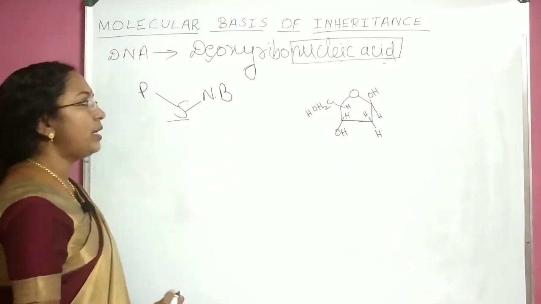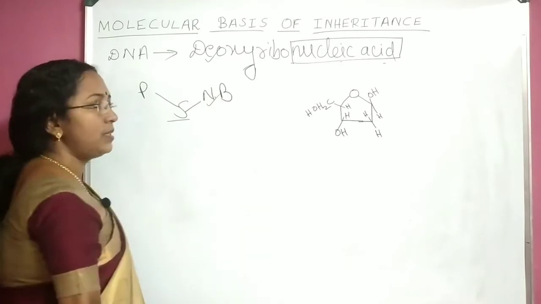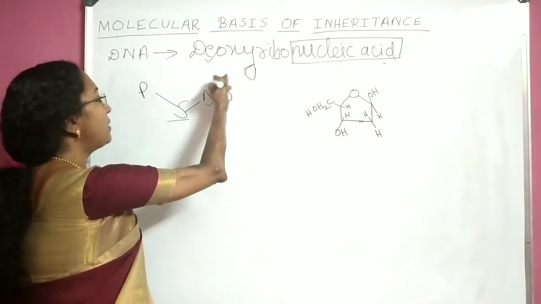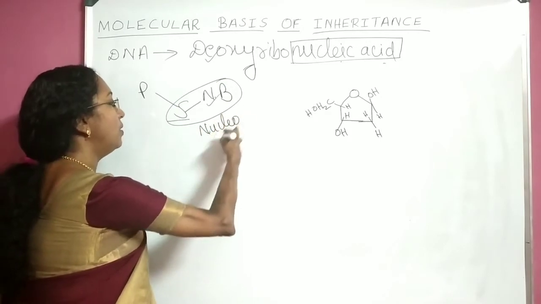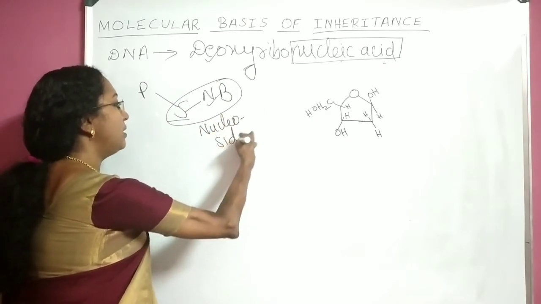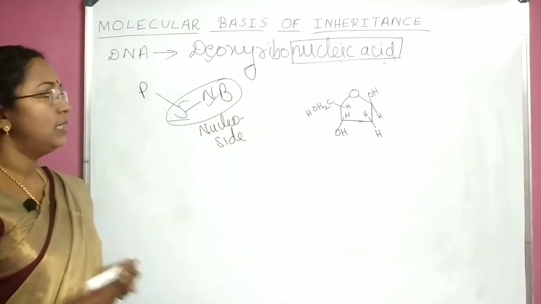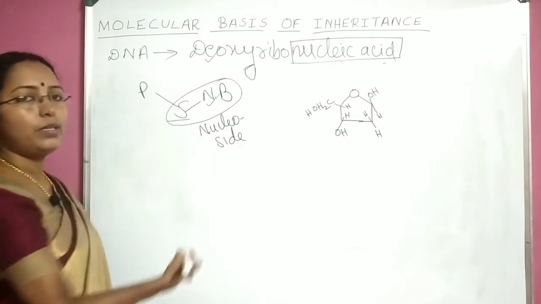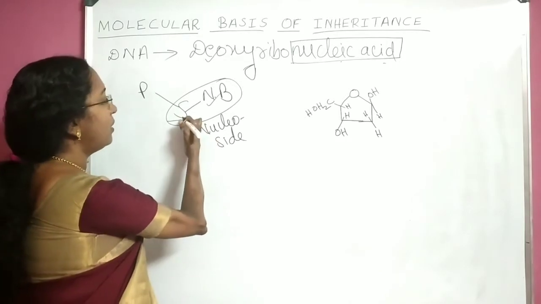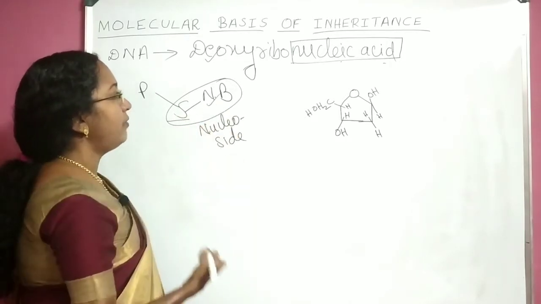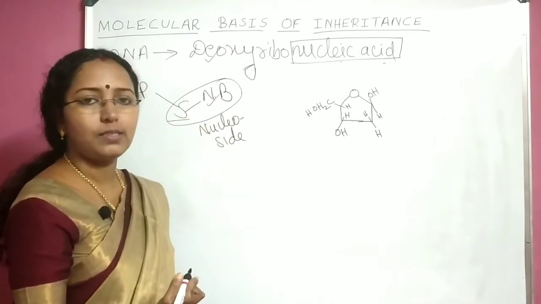Now next I have to write the nitrogenous base, because we all know sugar plus nitrogenous base is giving you a nucleoside. So let us first form the nucleoside, then we'll make it a nucleotide. For the nucleoside, the sugar I have written. Now I have to attach it to the nitrogenous base.